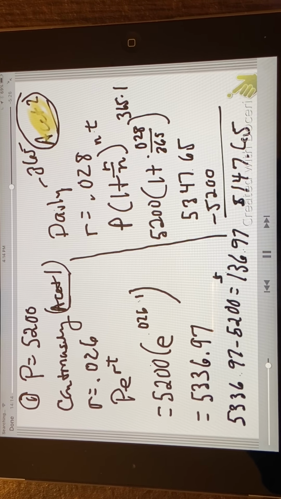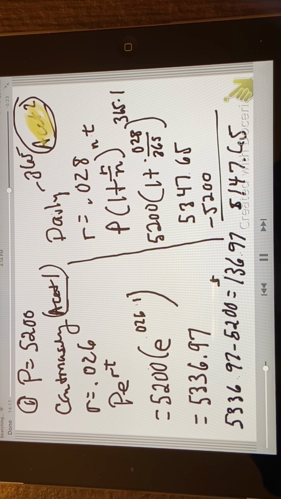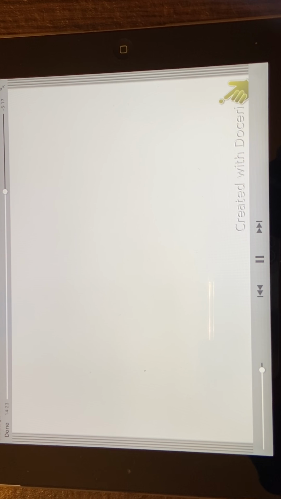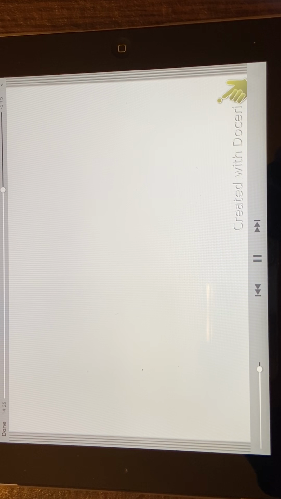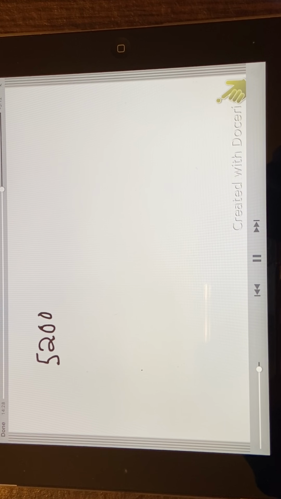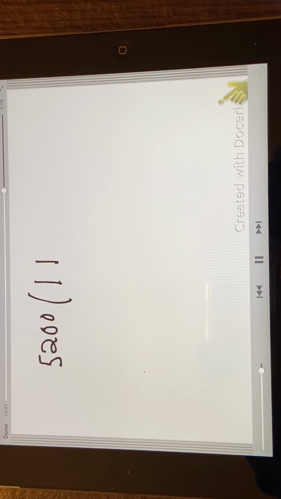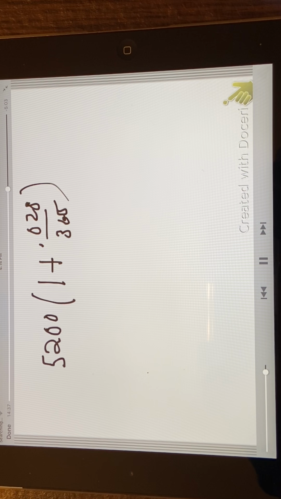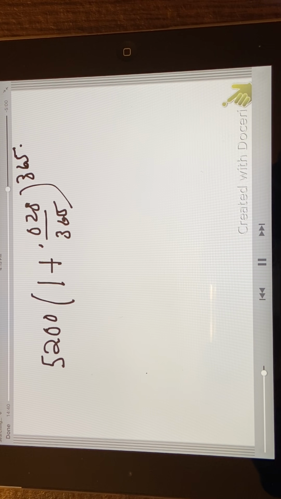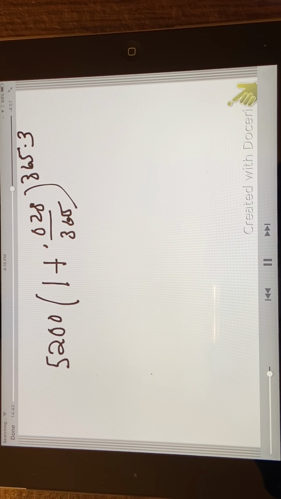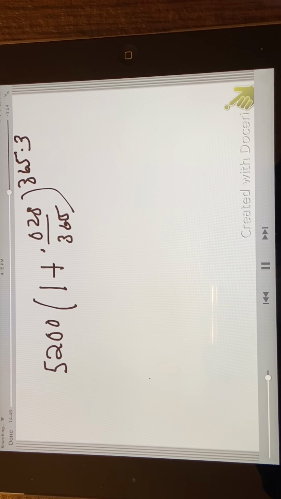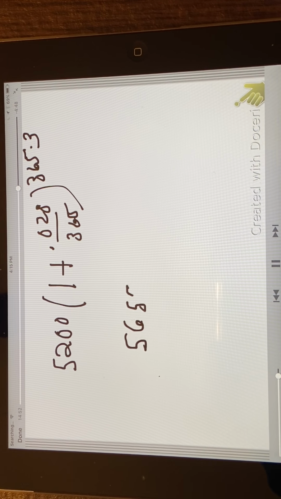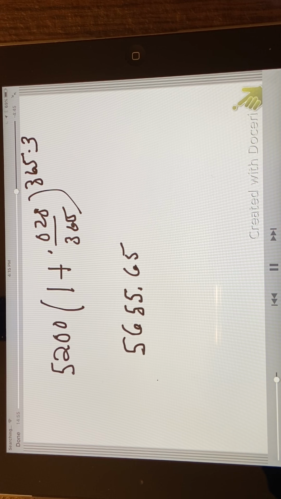So part B, this is a part A question. But a part B of the question says, how much would Blanche's balance be from account 2 over 3 years? And so that was the one that was compounded daily. So our formula would kind of tweak a little bit, 0.028, 365 again, but this time I'm going to take it over 3 years. Again, stick it in the calculator just like you see it, and we end up getting $5,655.65.